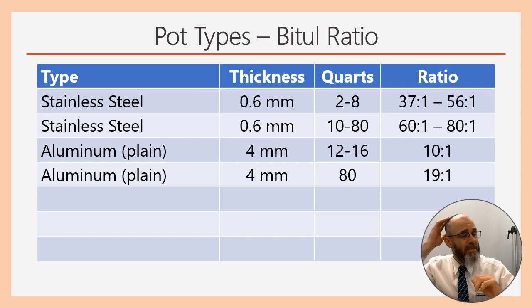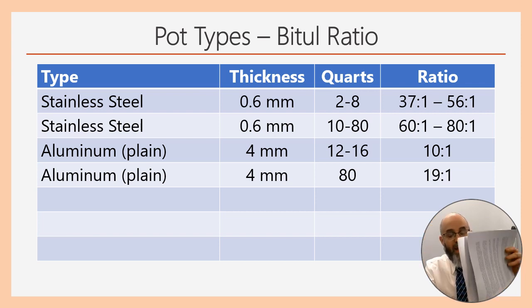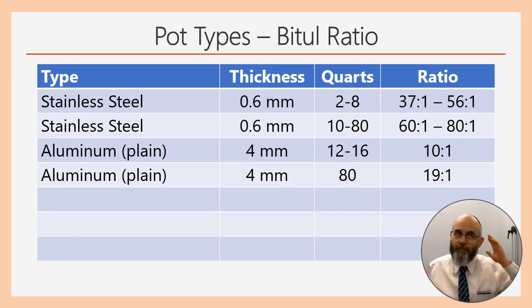Then there are aluminum pots. This is probably not what you have in your house, but a plain aluminum pot. Aluminum is cheaper and conducts electricity better than stainless steel, but it's not as strong or as rigid as stainless steel is.